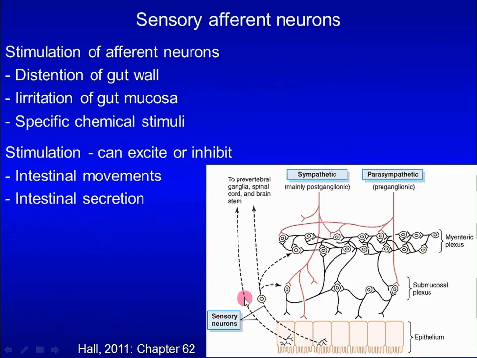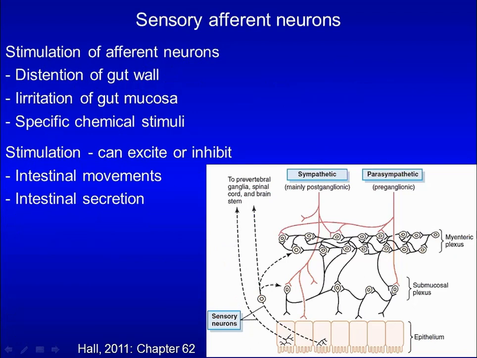Here are sensory afferent nerve fibers. They can be stimulated by distension of the gut wall, irritation of gut mucosa, or presence of specific chemical stimuli.